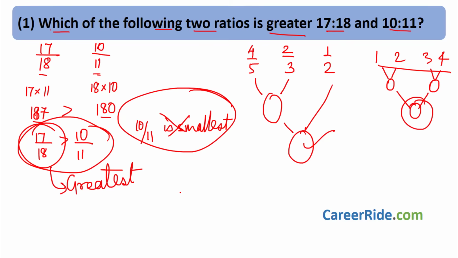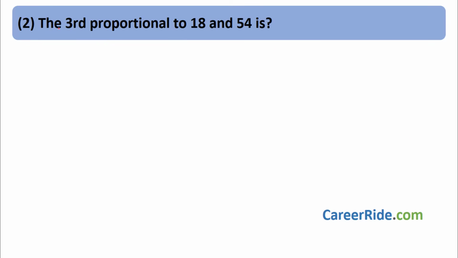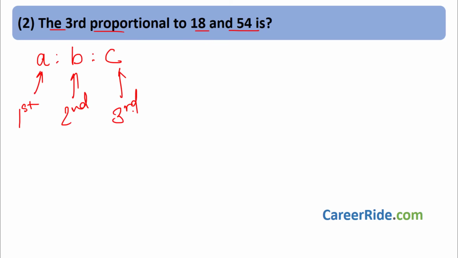Moving to question number 2. The third proportional to 18 and 54 is, now what have we learnt over here? A is to B is to C. This will be the first proportional, this would be the second proportional, and this would be the third proportional, right? So we have to find the third proportional.